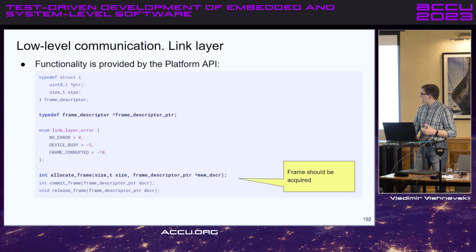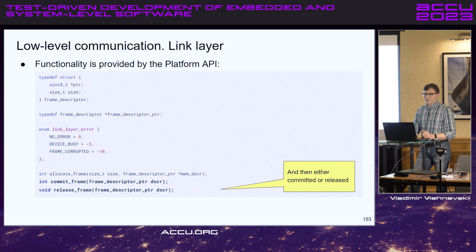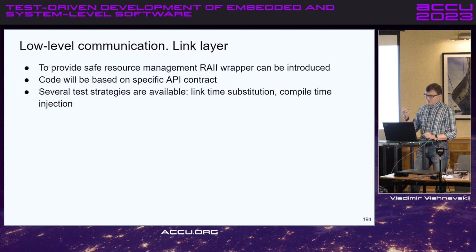We also have functions to allocate a frame, and functions to commit or release frames, depending on what we want to do. So this is just the platform API, and it will be a core component. We want to have it tested, and we would like to provide a more high-level and safe API for this. We see that there are clear acquire-release semantics, so we would like to have an RAII wrapper for that.